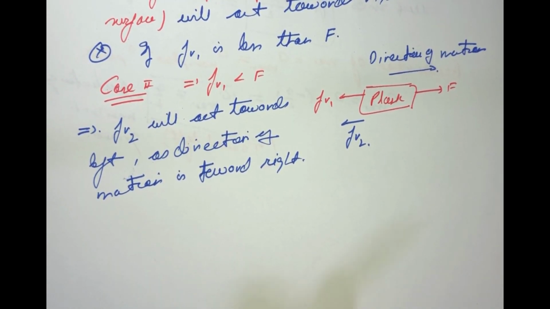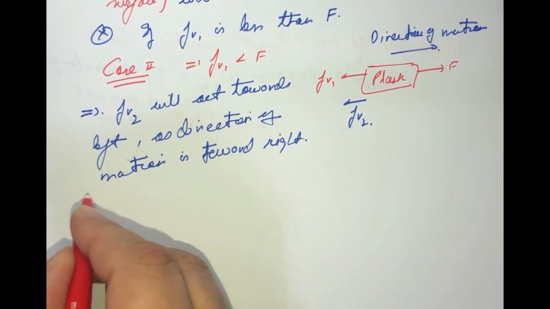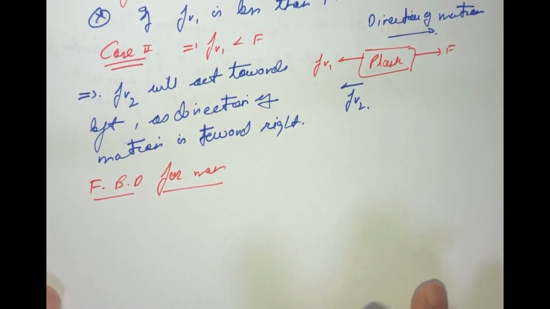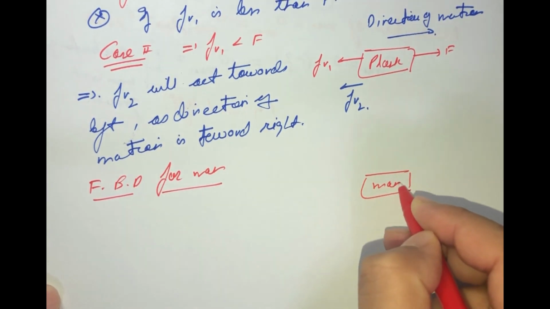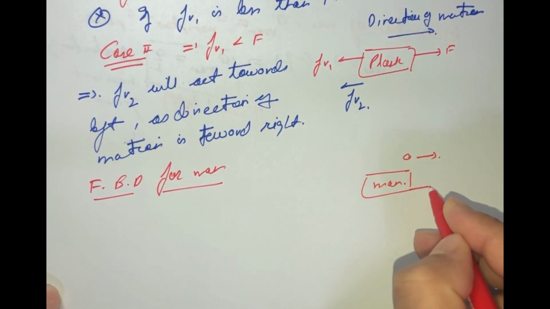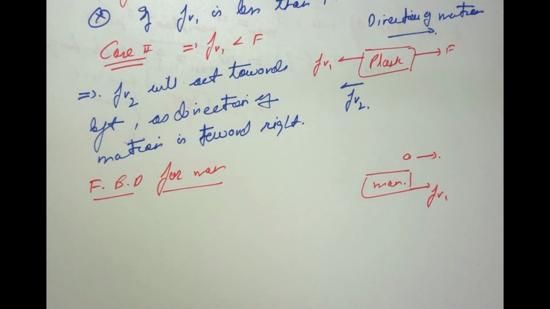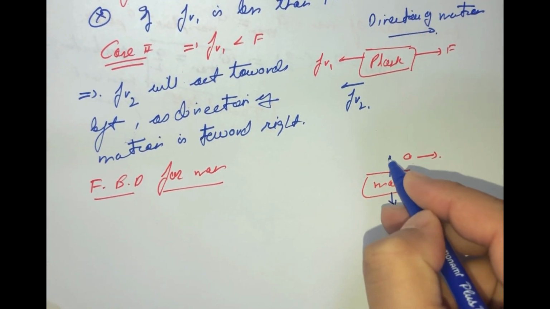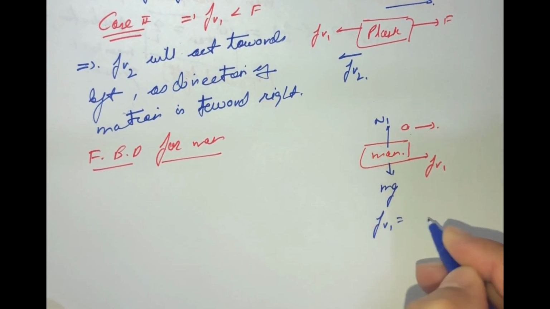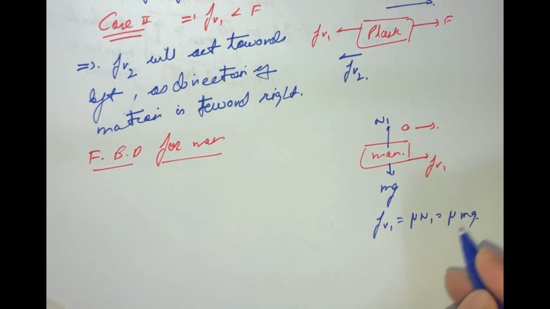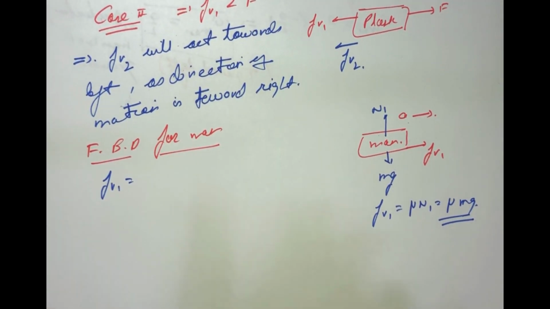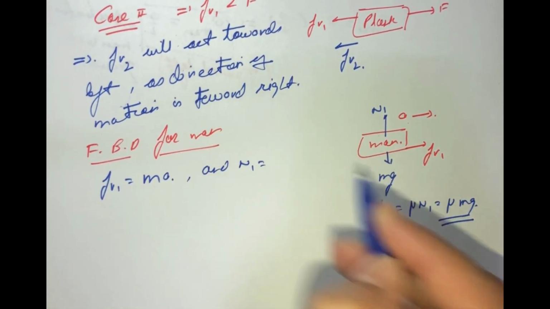So let us consider first of all the free body diagram for the man. So this is our man moving in this direction with acceleration A, and we have our FR1, which is friction, and its weight is given as mg. And let us suppose there is normal N1. From here we can see FR1 will be equal to mu N1, which will be equal to mu mg, and we can also say that FR1 is equal to ma. And N1 is equal to mg.